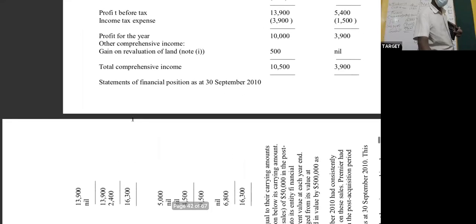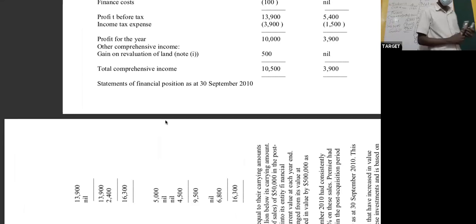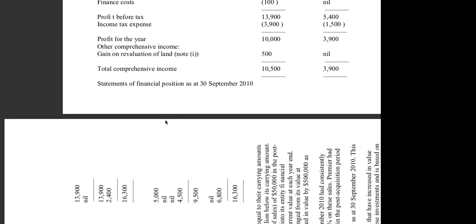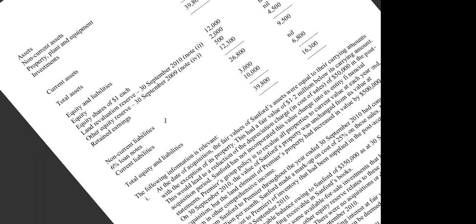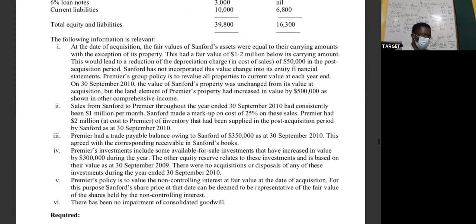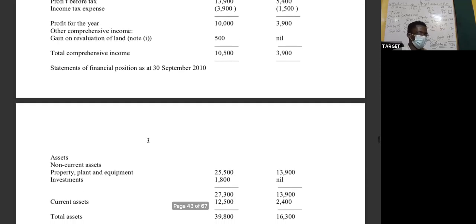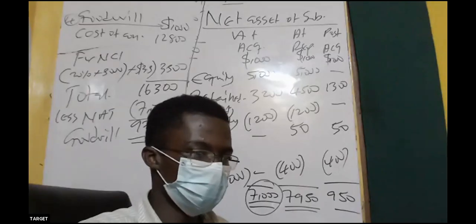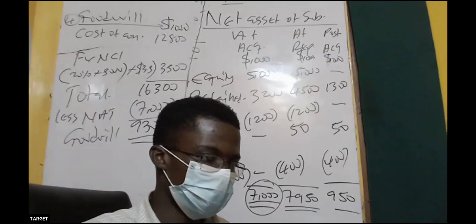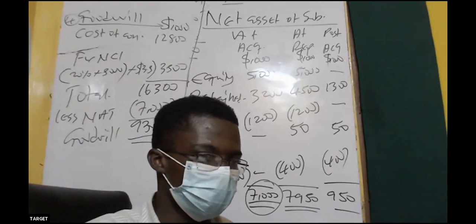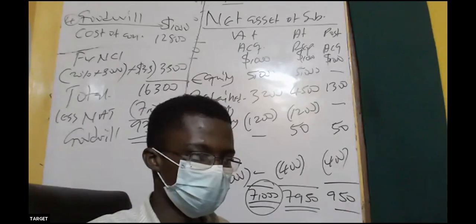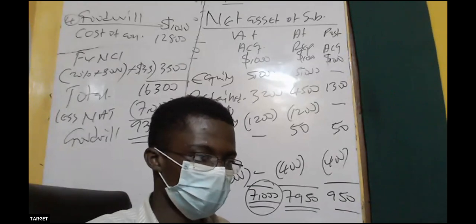Let's go there. I think we did not read that one. Okay, so let's go there. Last footnote, there has been no impairment of consolidated goodwill. So, no working. Okay, so we are done with the goodwill. Can you go and put it in? Go to the goodwill column and put the goodwill there, 9,300. So can you put it there for us? How have you done that?